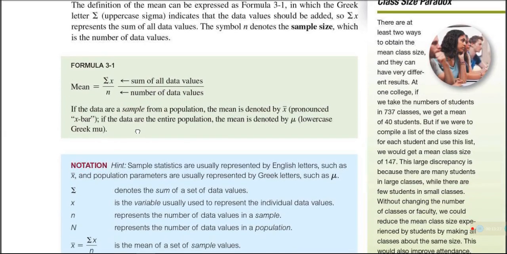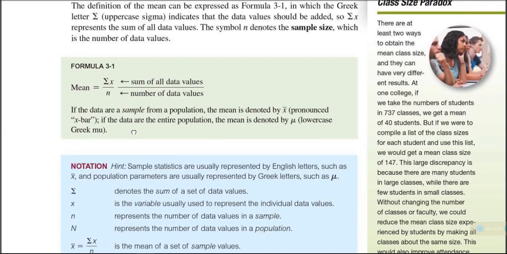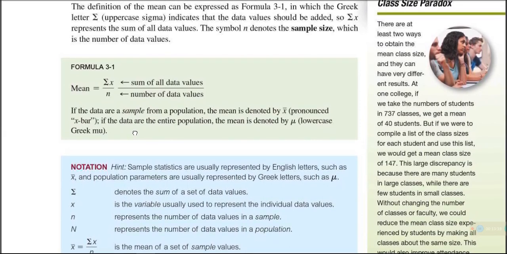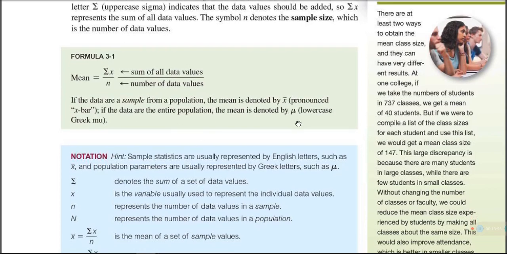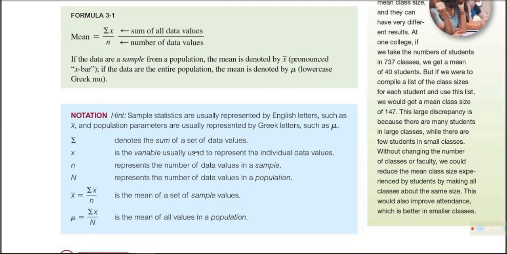Pagka kumukuha tayo ng sample mean, meron tayong ginagamit na notation or symbol. Ito siya. So, si x bar. This is pronounced as x bar. If the data of the entire population is the one being taken, ang ginagamit naman natin na symbol ay ito. Para siyang M na U, pinagsama. Kaya ang tawag sa kanya ay mu. Okay. Lowercase siya ha, maliit na letter mu siya.